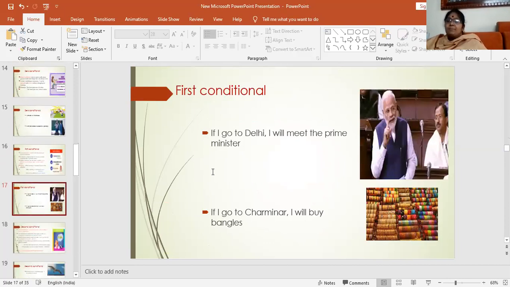Now, some more examples of first conditional. If I go to Delhi, I will meet the Prime Minister, right? If this condition is fulfilled, then there is a probability of it being fulfilled. If I go to Charminar, I will buy bangles, right? If this condition is fulfilled, then definitely I will do this, right? So these are all first conditionals.